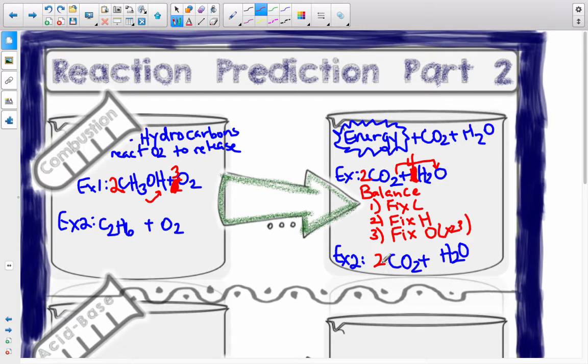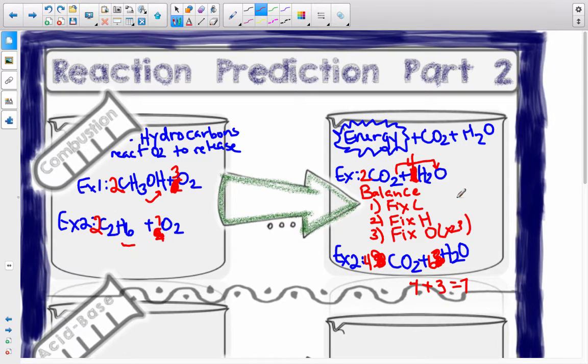That balances my carbon. Now in ethane there are 6 hydrogens, so I'm going to need 3 water molecules so that I can have 6 total hydrogens here. And then if I have 2 carbon dioxides, that's 4 oxygens there, plus 3 more from my waters, gives me 7 total oxygens. Gosh, I got an odd number again. So I start with 7 halves, but we can't stay there. We have to use the multiplier, so double everything. So I get a 2, a 7, a 4, and a 6. There we go. Now we have balanced combustion reactions.